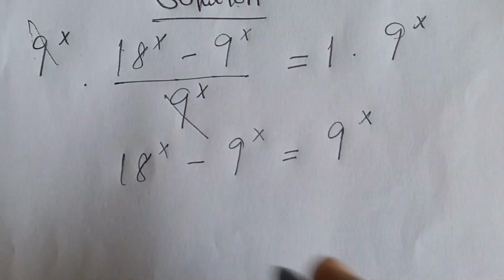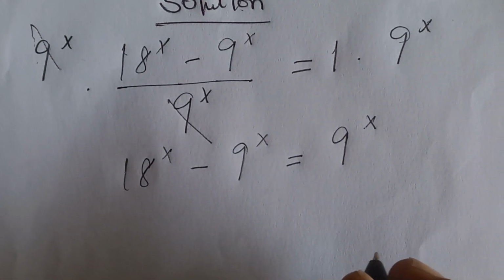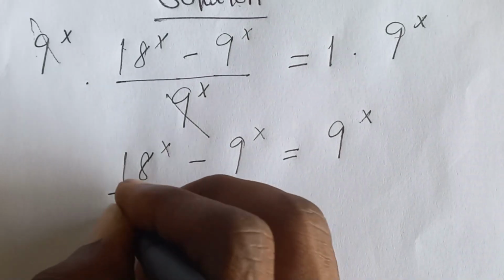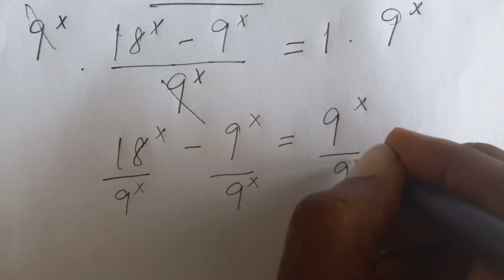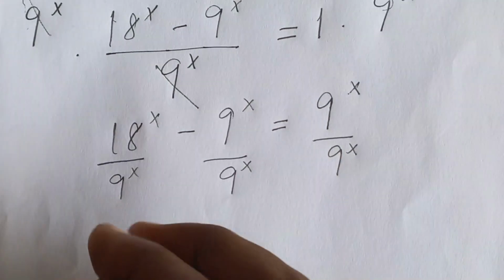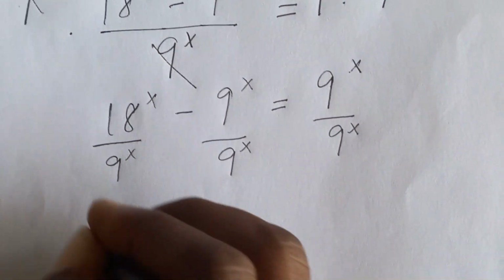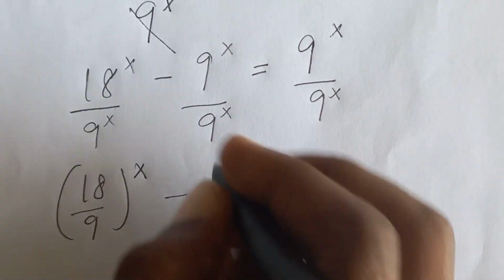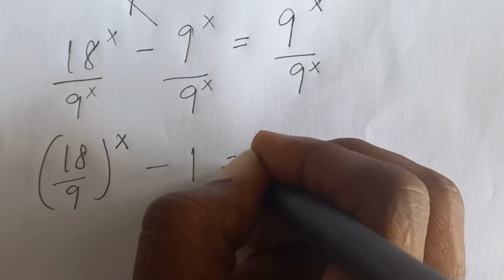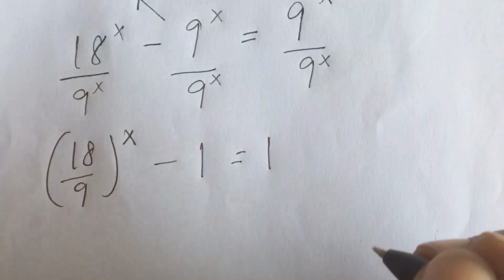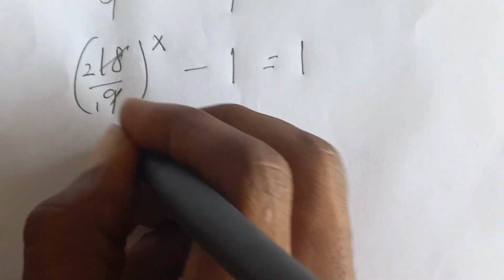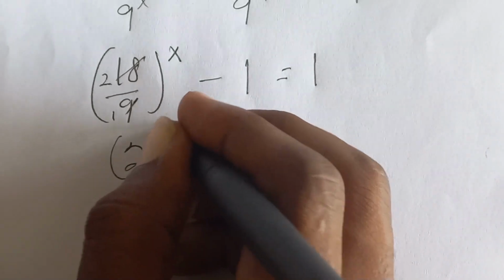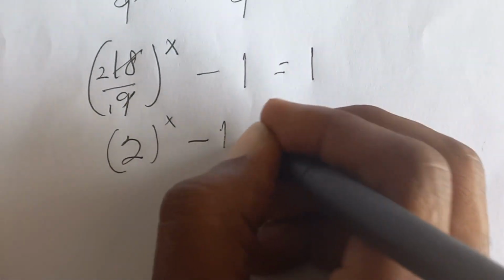So we divide both sides by 9^x. Dividing through by 9^x, we have (18/9)^x minus this one will give us 1, which is equal to 1, and this 9^x will give us 1. 9 goes into 18 two times. So with this, we have 2^x - 1 = 1.